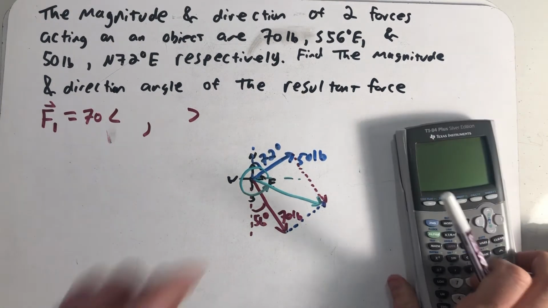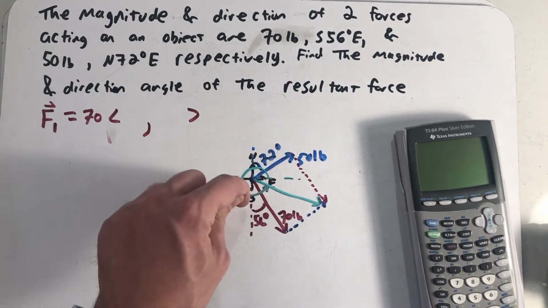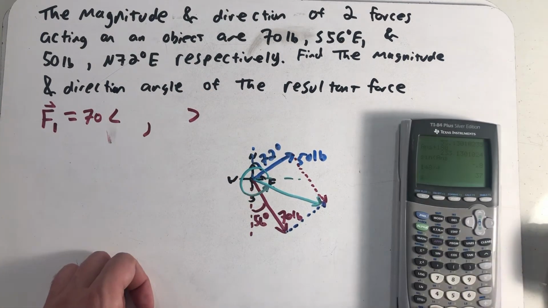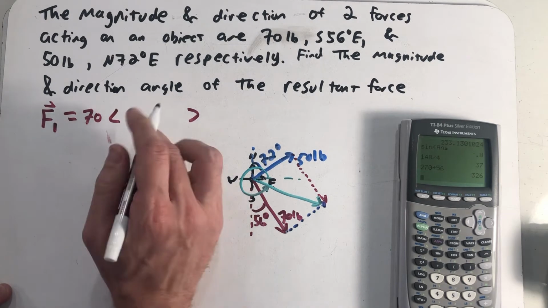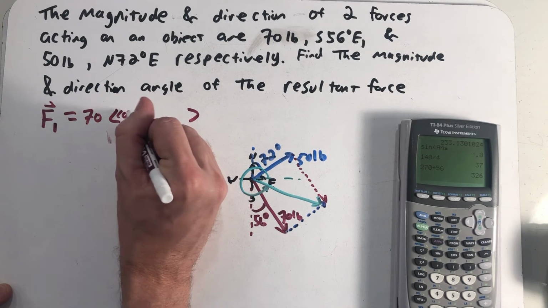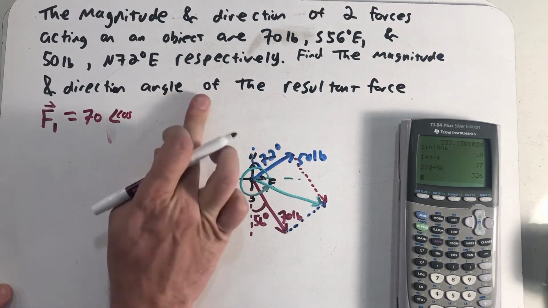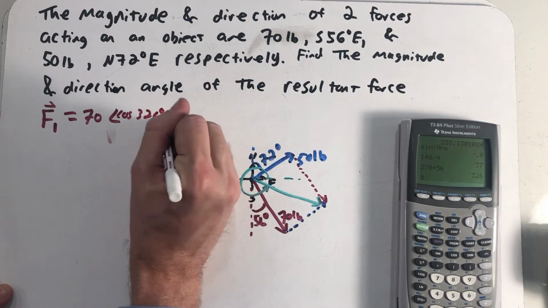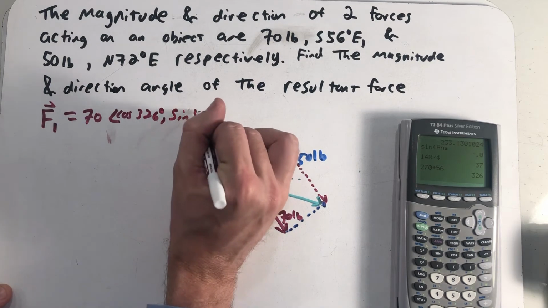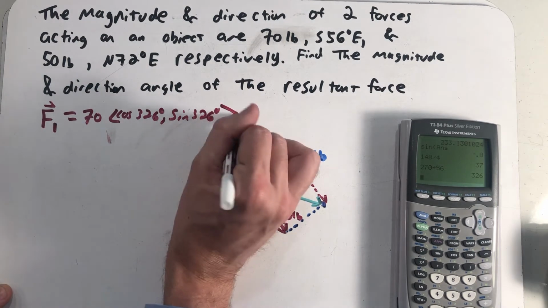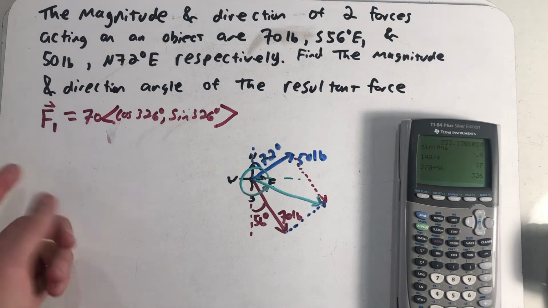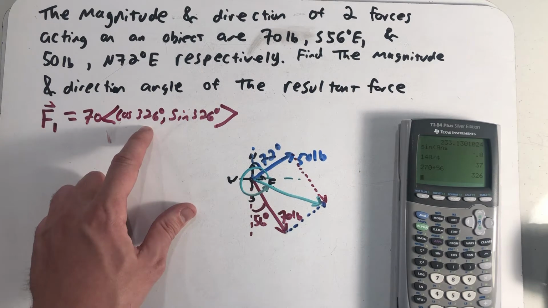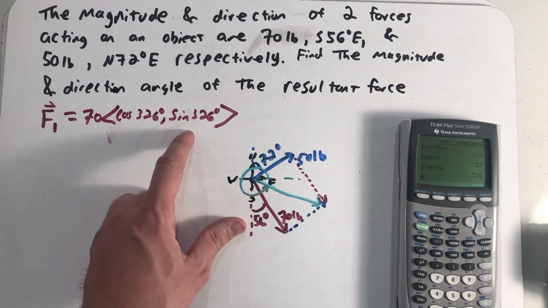If I rotate from the positive x-axis down to here, that would be 270 degrees. And so 56 degrees more gets me to that vector. So this is going to be a cosine of 326 degrees, comma, sine of 326 degrees. And there I have a component form for the first vector. I'm using my vector bracket notation, but I could also think about that as 70 times cosine of 326 degrees i plus sine of 326 degrees j.